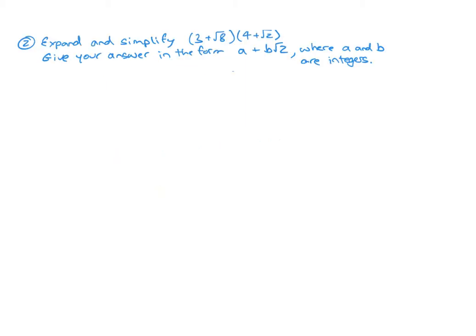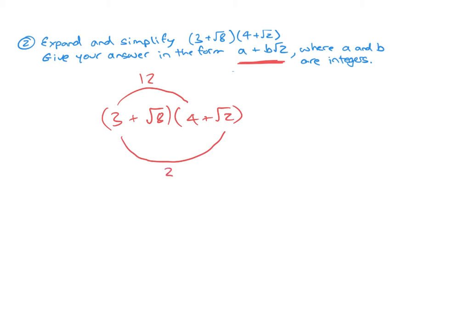On question 2, we have a similar expression. It says expand and simplify, and then gives you an answer in a particular form. It wants it in this form here, a plus b root 2, where a and b are integers. So let's do the expansion first of all. So we have 3 plus the root of 8, 4 plus the root of 2. Multiply the two first terms. 3 times 4 is 12. The outside terms, 3 times root 2 is 3 root 2. The inside terms will give us 4 root 8.